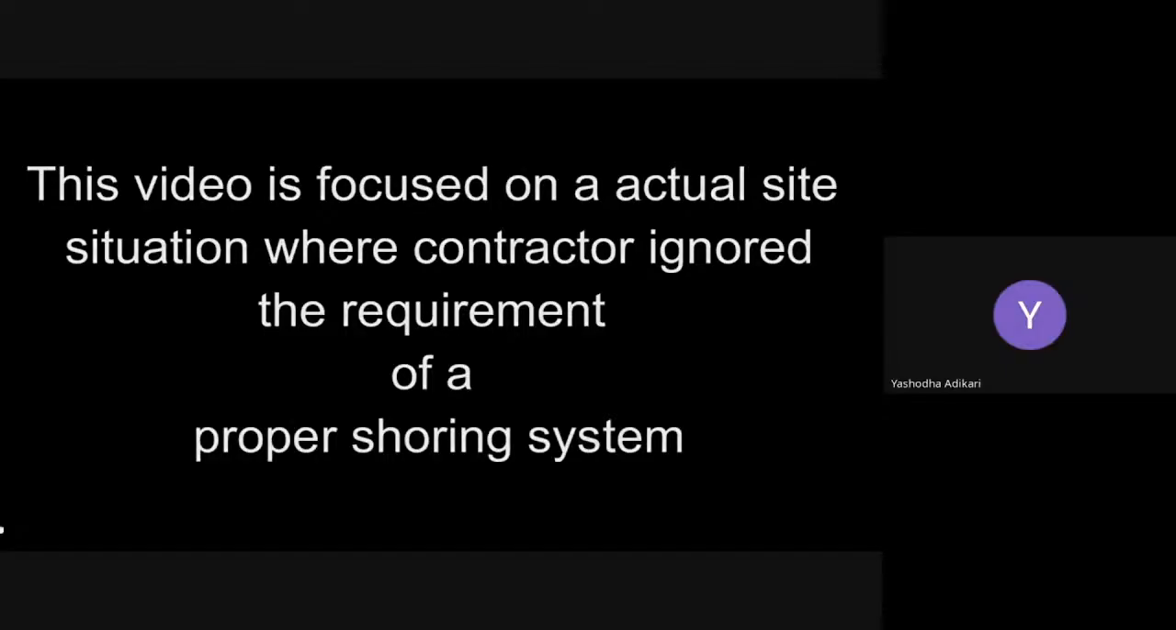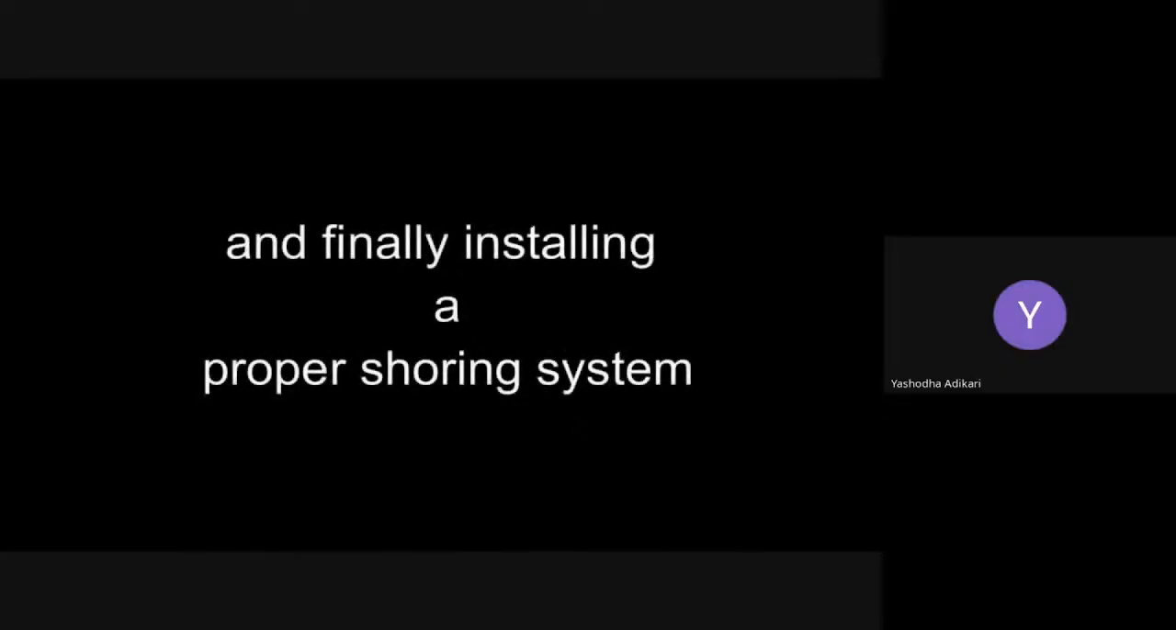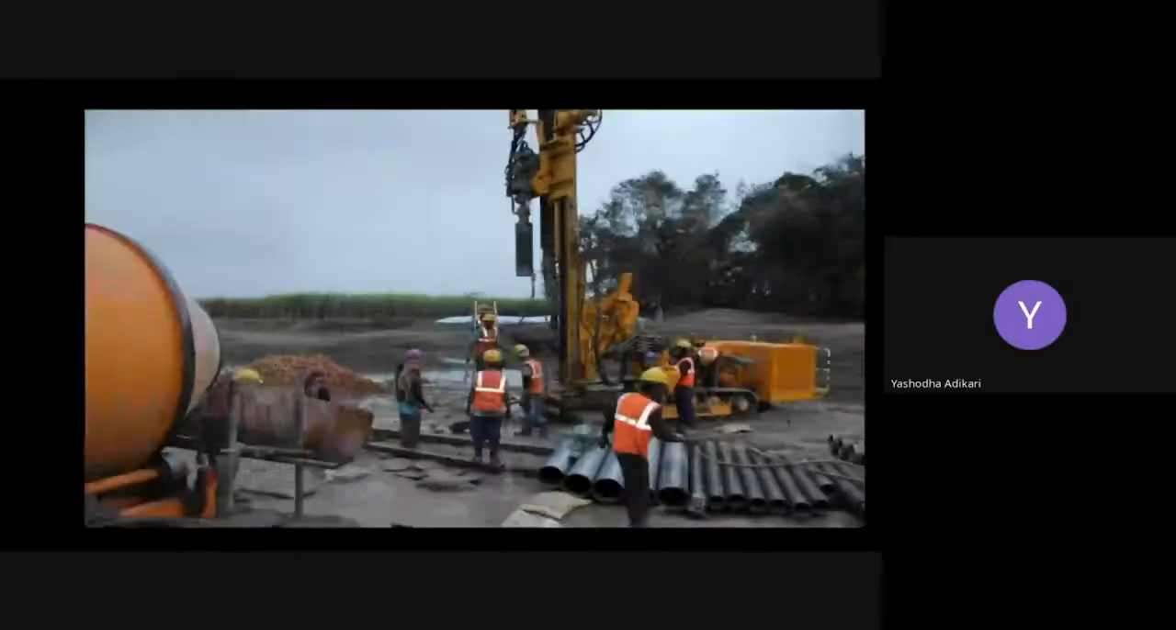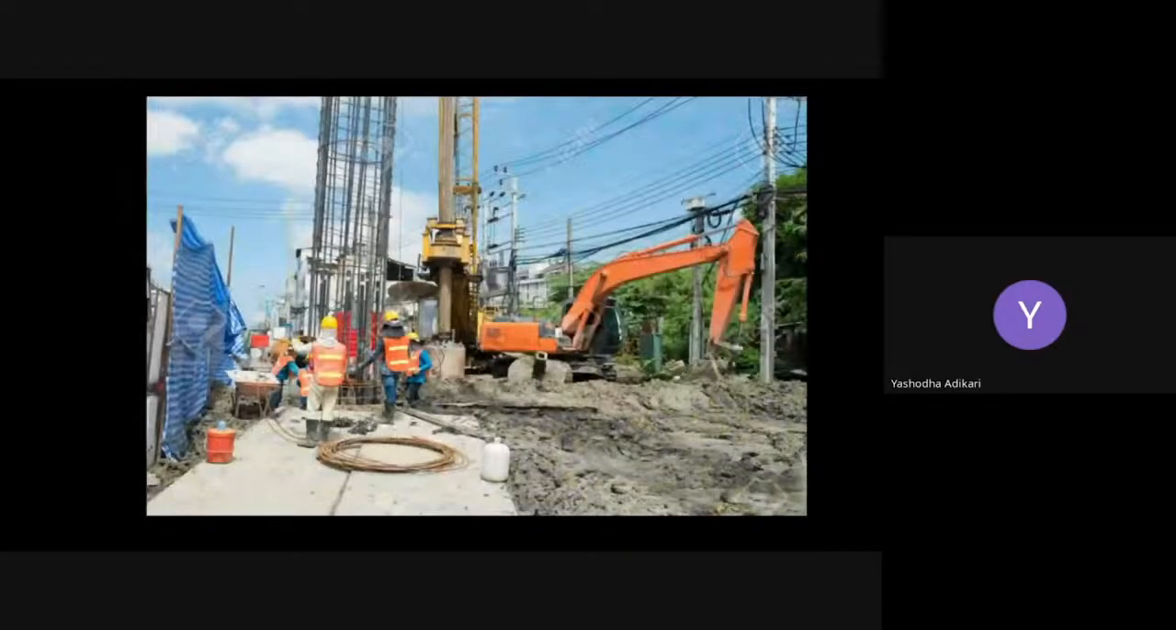Actual site situation where the contractor ignored the requirement of a proper shoring system, and the non-conventional methods used before finally installing a proper shoring system. In this bridge construction site, pile foundations were completed and excavations were to begin for pile cap construction. Excavation depth was around 3 to 4 meters. Ground was unstable with a high water table.